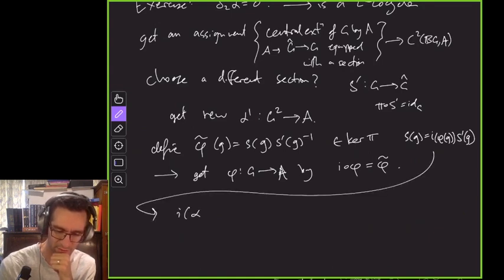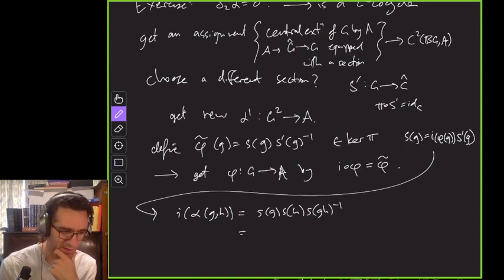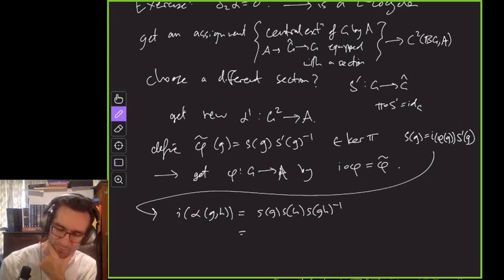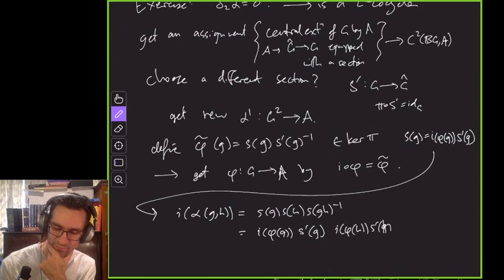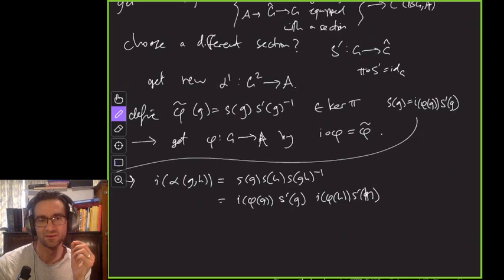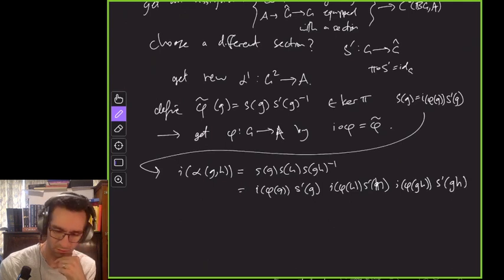I of alpha of g, h, which is the same as S g, S h, S of gh inverse. Now I can use my little formula here. I phi g, S prime g, I phi h, S prime h. Now the thing to remember is everything in the image of I is in the center of G hat, so it commutes with everything in G hat. So I have I phi of gh, S prime of gh inverse.